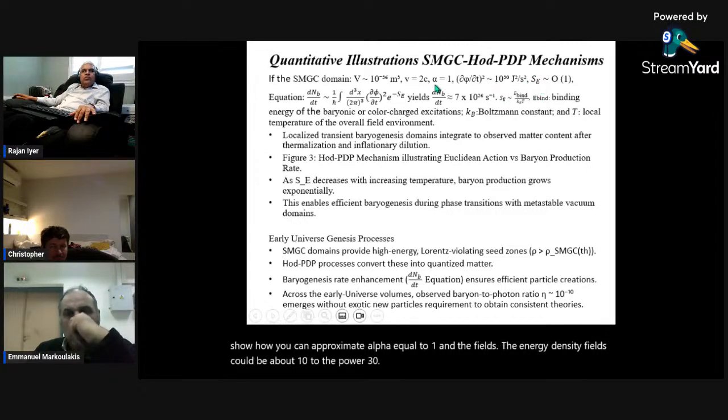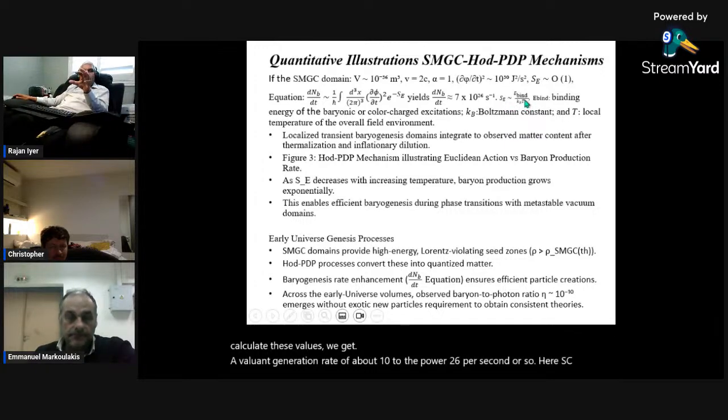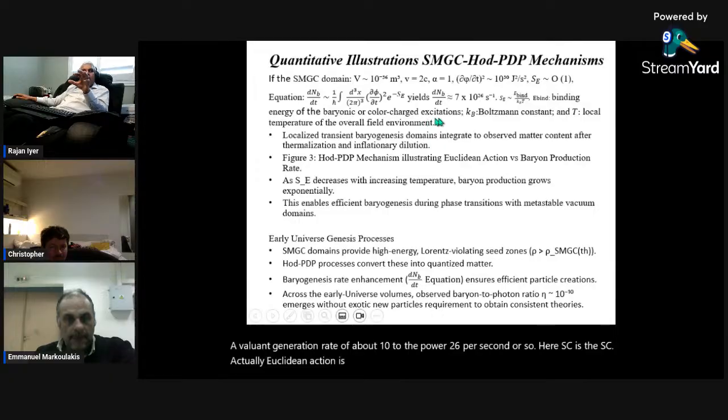And the S_E, which is the Euclidean action, can be considered altogether of order 1. And we see that if it is less than that, it's highly sensitive because it's in the exponential region. So when we calculate these values, we get a baryon generation rate of about 10 to the power 26 per second or so. Here S_E, the Euclidean action, is the binding energy of the baryonic or color charge excitation, and then you have the Boltzmann constant and the local temperature of the field environment.